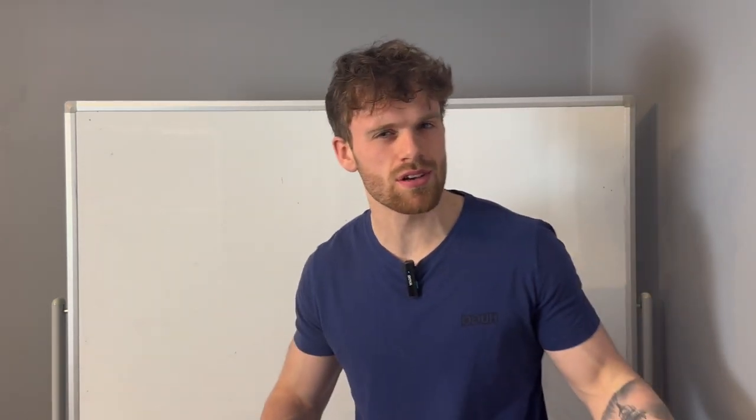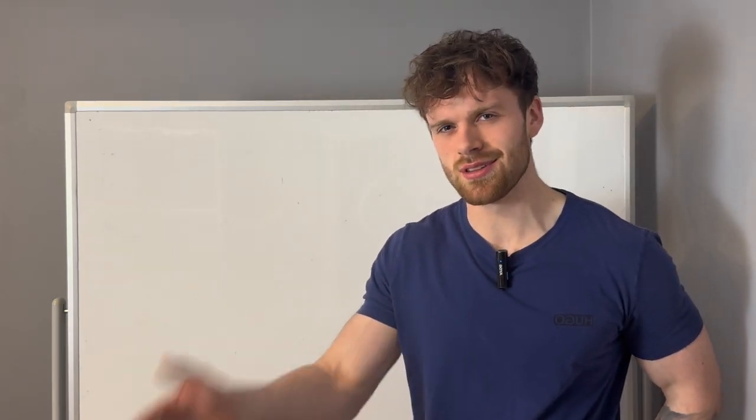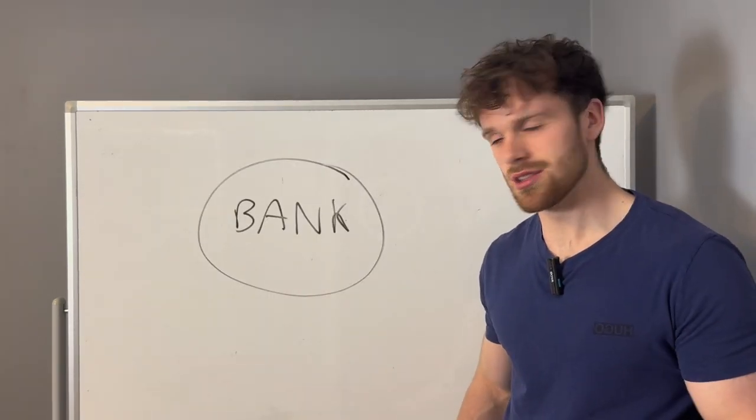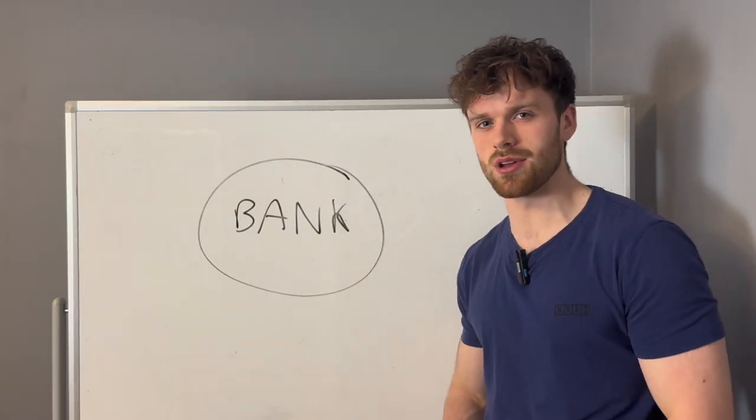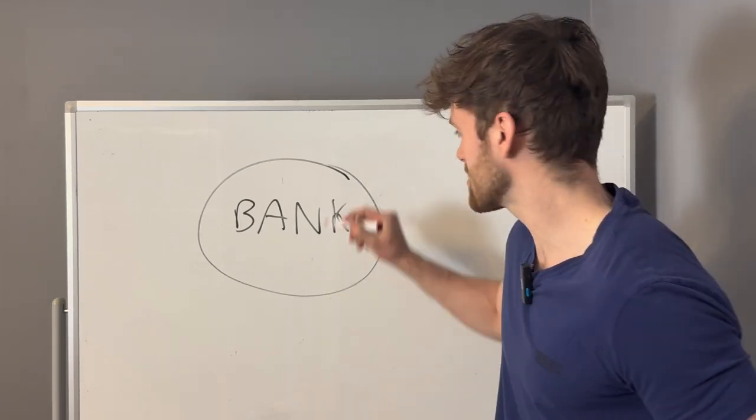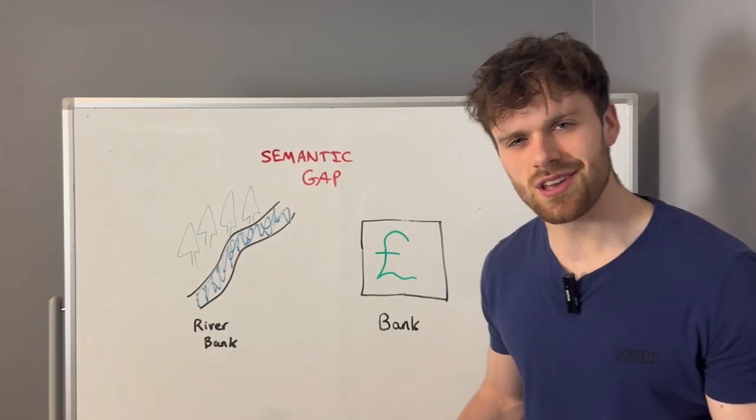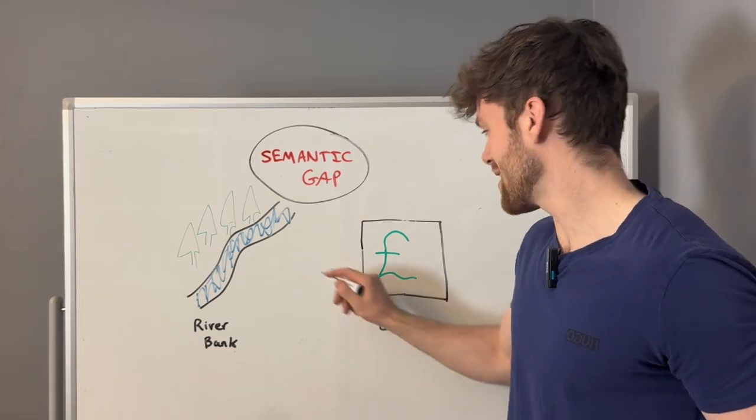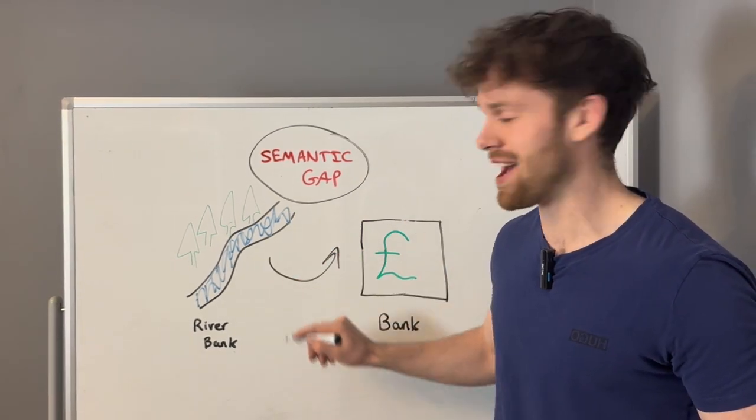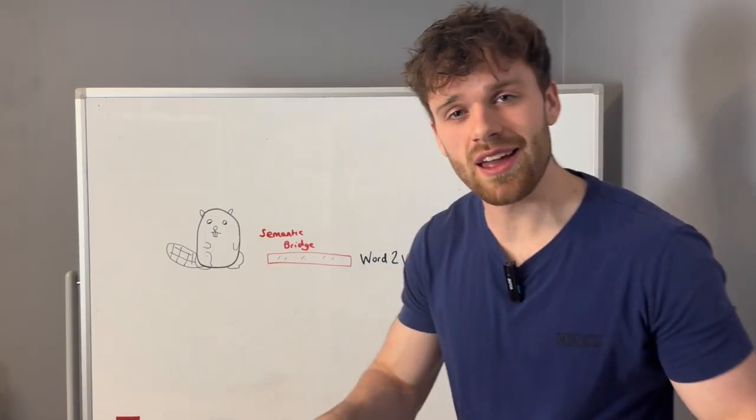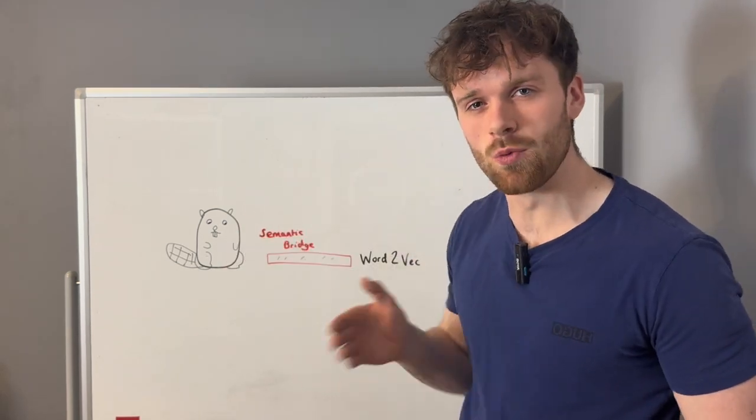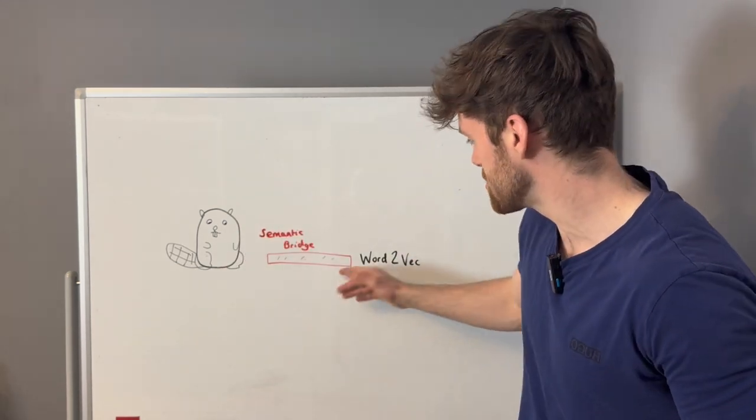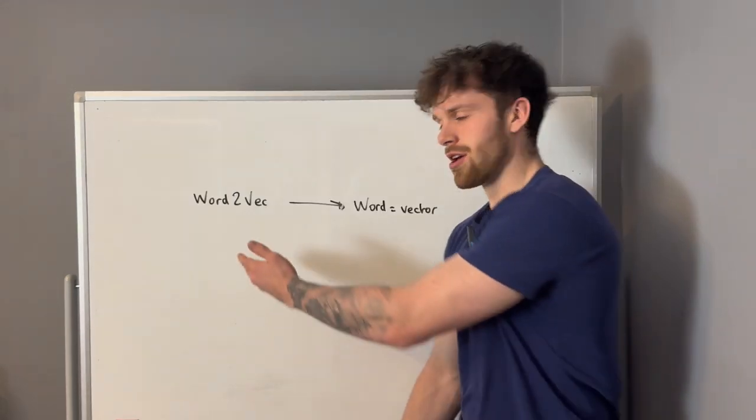If I say the bank is closed, is that a river or a financial institution? Using our older methods, the word bank is just a token, and its meaning and context is lost. This difference is called the semantic gap, and bridging it is where the true magic of AI begins. Today, we're the beavers, and our wood to build this semantic bridge is called Word2Vec.